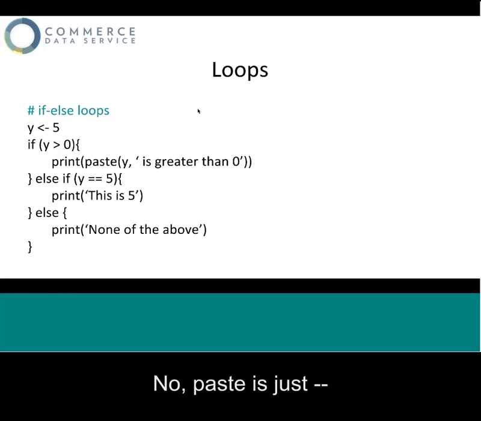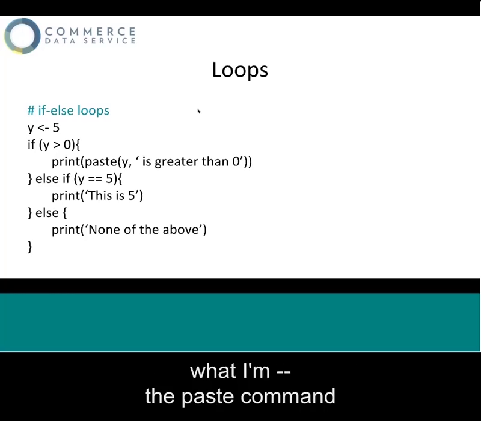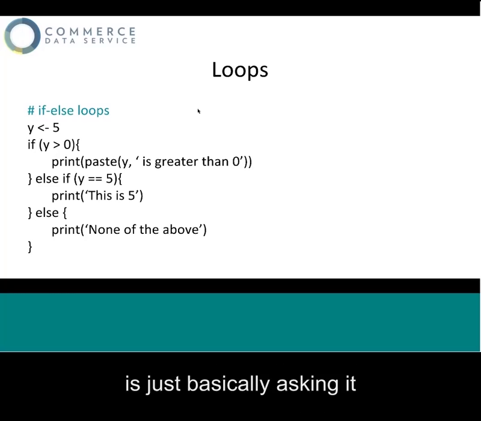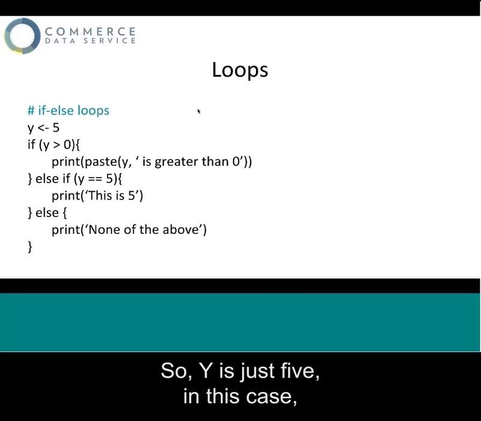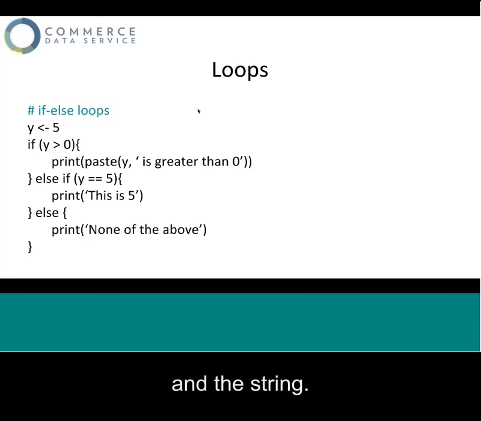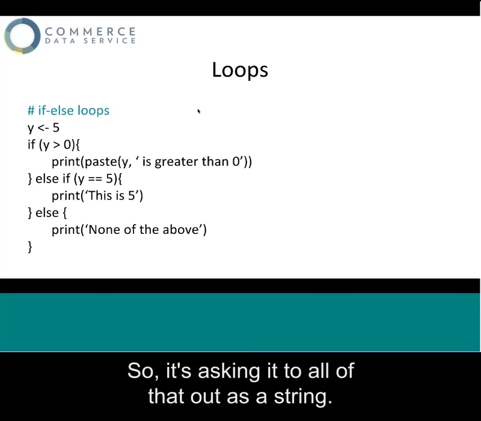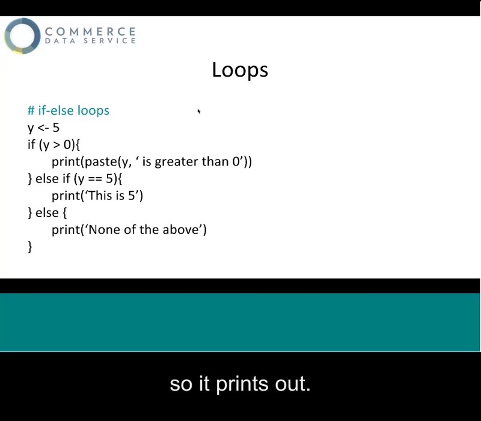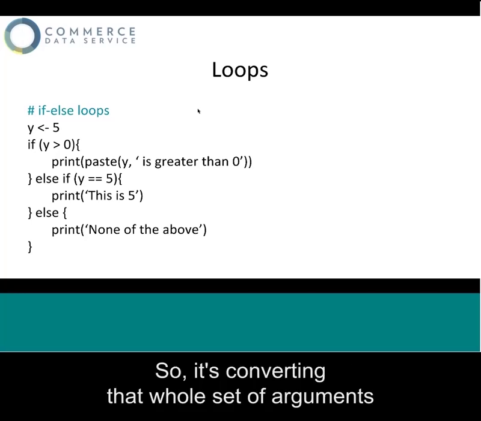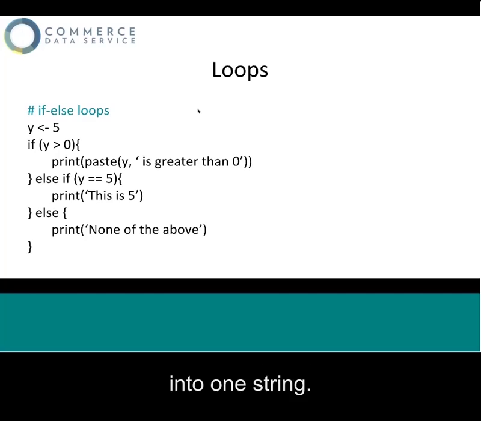So paste is basically asking it to print out what the variable actually is. So y is just 5 in this case, plus the string. It's asking it to print all of that out as a string, and then I'm passing that string to print, so it prints out. It's converting that whole set of arguments into one string.